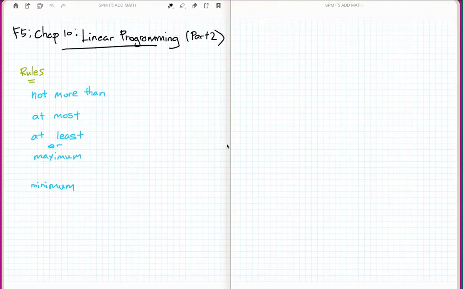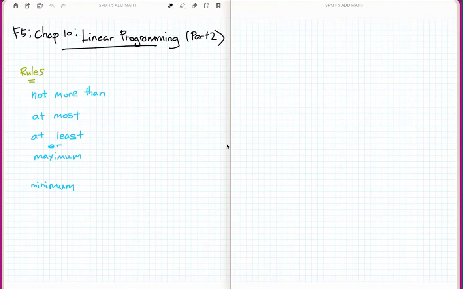You need the ability to look for the shaded region, and to sketch those straight lines, so that we're able to identify which region, for at least 20 to 30 questions.